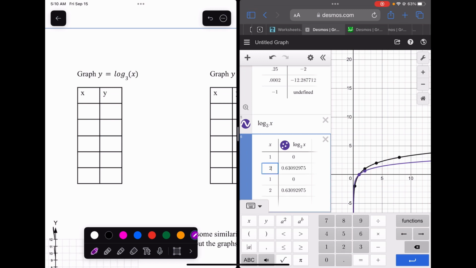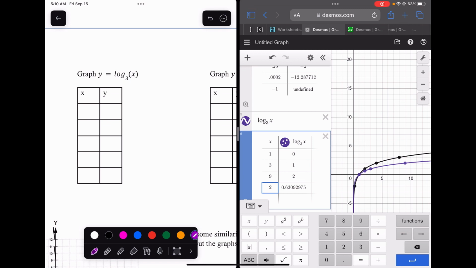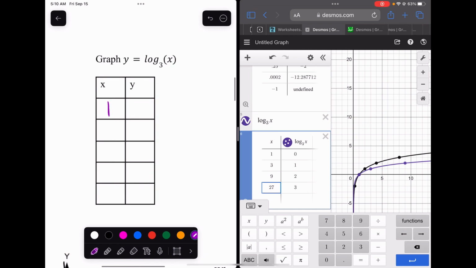LOL. All right, plug in 1, 3, 9, and 27. All right, so we get 1, 3, 9, 27. And we get 0, 1, 2, 3.